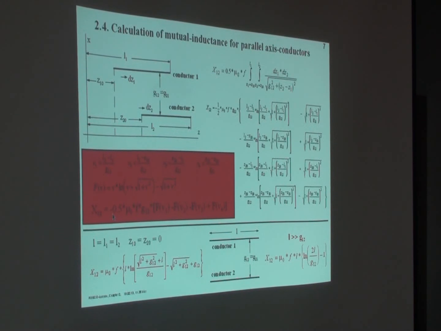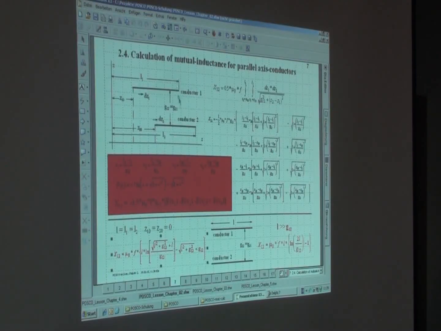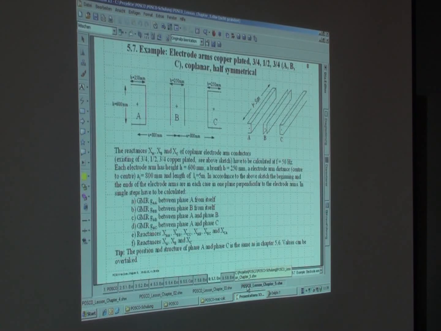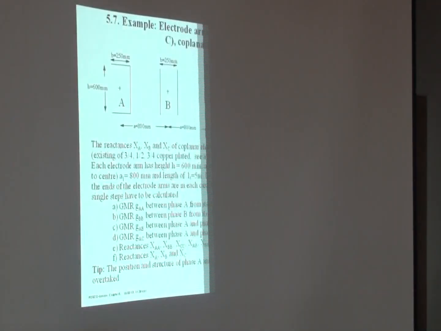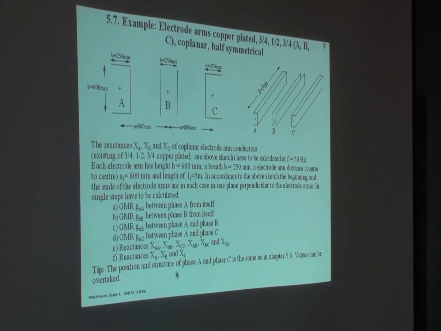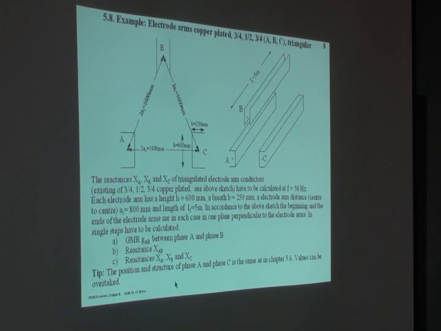So now back to chapter 5. I think we discussed this example, and now the middle phase is higher. What to do now? Is it the same calculation or a different calculation? What's the difference between this example and the previous example?